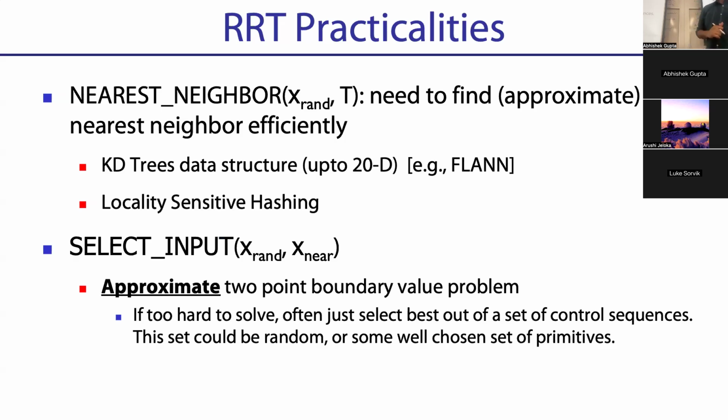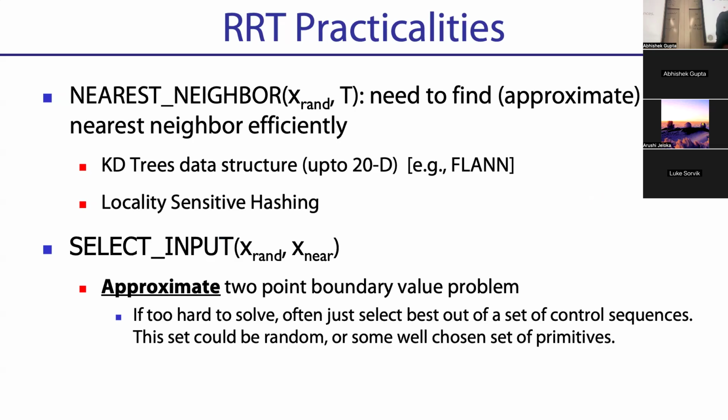And then you have this select input function, which says that you sampled a random state, you took the nearest neighbor, and you want to do as well as possible to go from the nearest neighbor to the random state. But unlike A star, where you have to solve the edges exactly, here you just do your best, right? You just say, let's try to approximate our boundary value problem. Some people will solve it approximately, some people will just try random things and choose the best one. It doesn't need you to solve how to get from here to here exactly. It just says, try to do your best to get from here to here. You get here, now add this thing to your tree and continue, right?